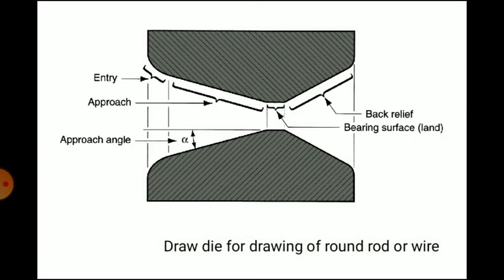You can see another diagram of the drawing die, with various elements shown on it. On the left hand side there is an entry portion, followed by the approach, then a bearing surface called the land, and the back relief. This is an enlarged view of the die. The wire is first pointed, then inserted from the left hand side, and pulled from the right hand side to reduce its diameter.